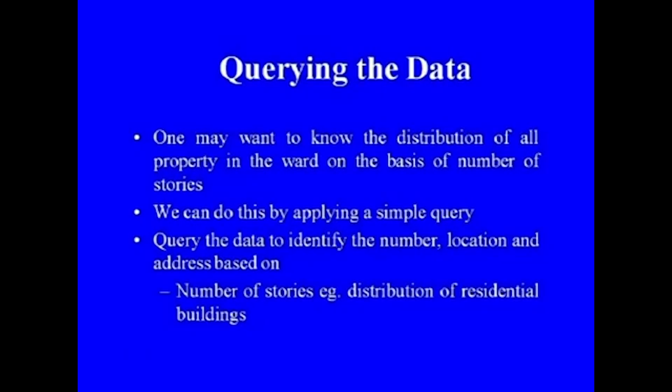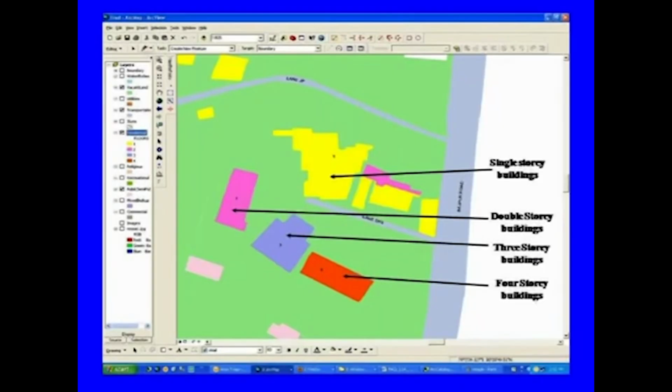Querying the data. One may want to know the distribution of all the property in the ward on the basis of the number of stories. We can do this by applying a simple query. Query the data to identify the number, location and address based on the number of stories, that is, the distribution of the residential buildings. So, this slide shows different types of buildings: single story buildings, double story buildings, 3-story buildings, and 4-story buildings can be identified through the query process.